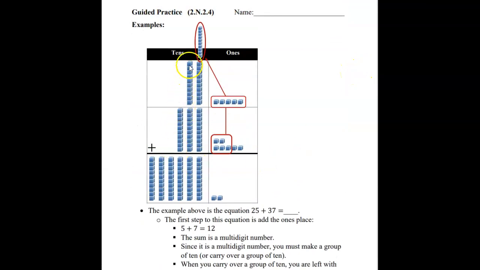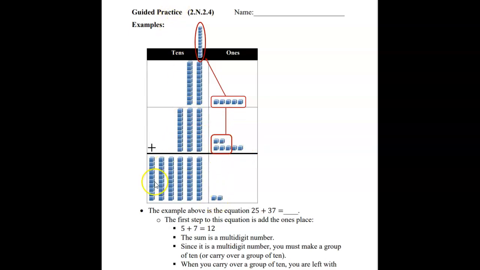So if you have base 10 blocks, this would be a good time to get those and try these out. So remember the long ones, there'll be 10 in them, and then each one is worth 1. So let's look at this example, tens and ones. The example above is the equation 25 plus 37. So 10, 20, then 1, 2, 3, 4, 5. 10, 20, 30, because remember each of these is 10. And then over here is 1, 2, 3, 4, 5, 6, 7. So that makes this 37.